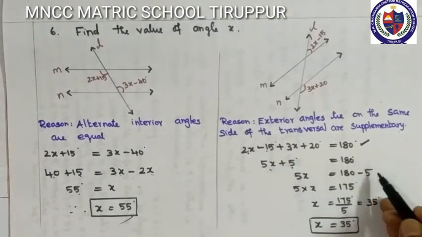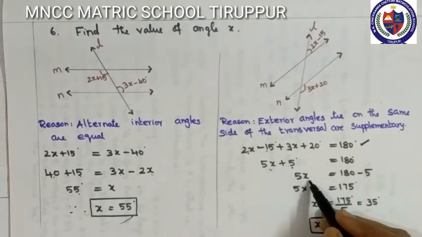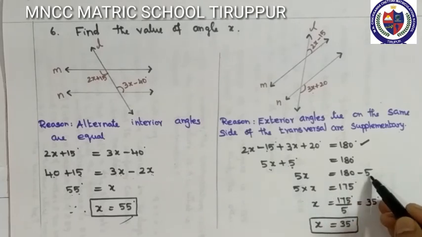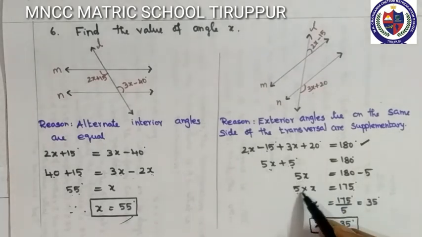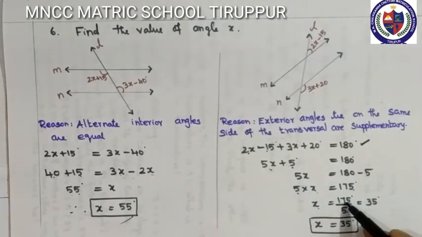Plus 5 goes to minus. So 5x equals 180 minus 5. 180 minus 5 is 175 degrees. 5x means 5 into x. Multiplied by 5, it goes to divide. So x equals 175 divided by 5. 5 ones are 5, 5 threes are 15, balance 2, 5 fives are 25. We get the answer: x equals 35 degrees.